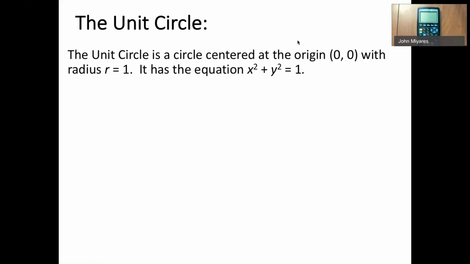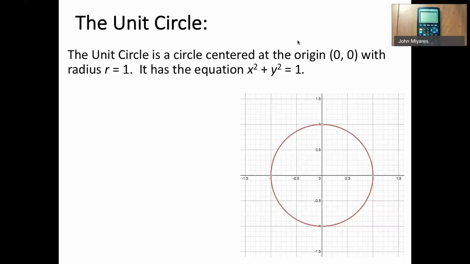At the beginning of this course, we did a review of circles. The most basic of those circles were the ones centered at the origin. This thing we're calling the unit circle is a circle that is centered at the origin and has radius 1. It has the equation x squared plus y squared equals 1. Here is a graph of this circle.